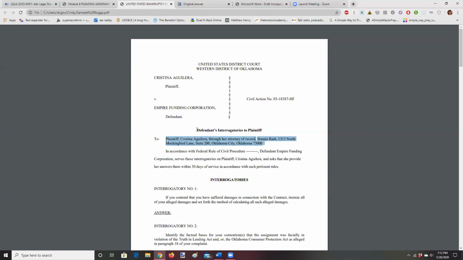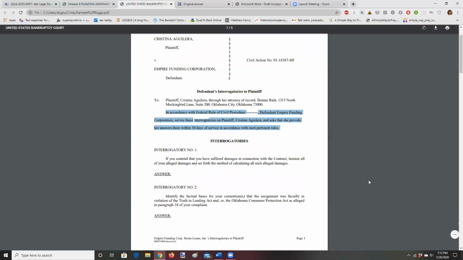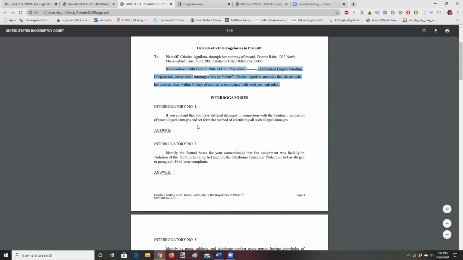Again, this is a discovery tool, so it's not going to be filed with the court. So we're telling the opposing counsel, or in this case, this person is pro se. Actually, I guess it isn't pro se because we have the attorney of record after here. This section is double spaced, but this section where we actually have the questions is single spaced. And most likely when Bonnie Raitt, the attorney, types in the answer, here it's going to be single spaced as well. But then there is spacing between the sections.